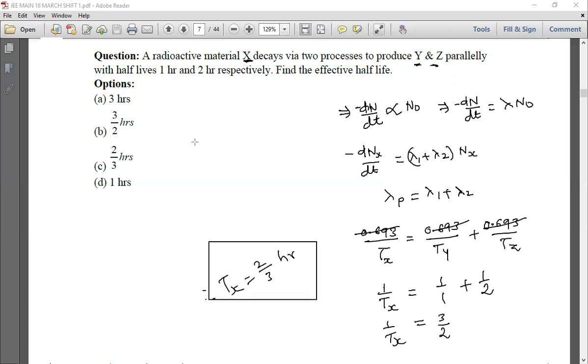Yes. So which option? C? Yes, no? Right? Option C. Yes. Note down.